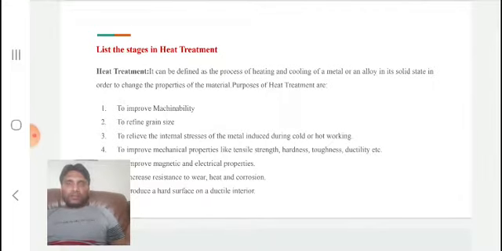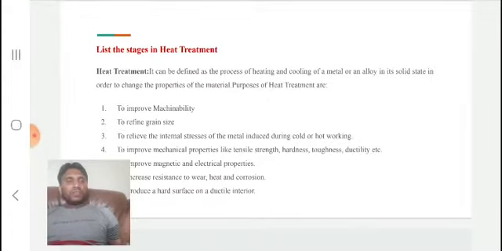the iron carbide equilibrium diagram. Then we discussed the various phases present in it, and the cast iron, steel, and the classification of steels and the classification of cast irons. And in this video we will be discussing the heat treatment processes of those steels and cast irons.